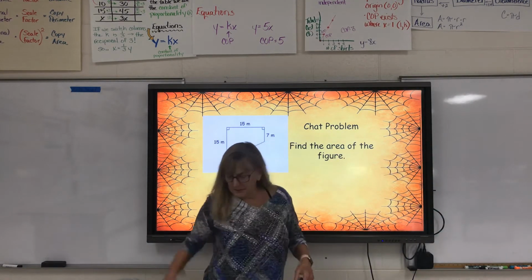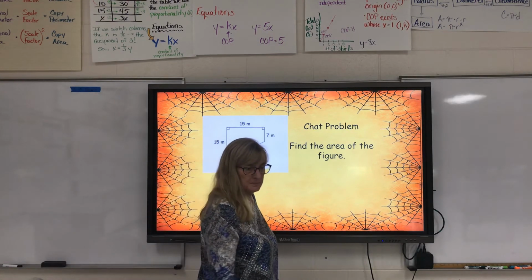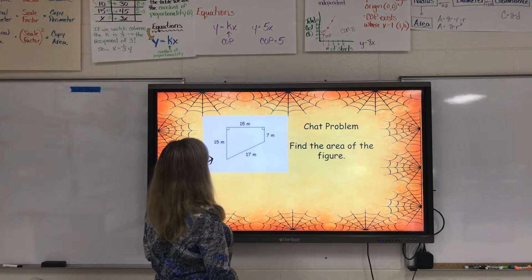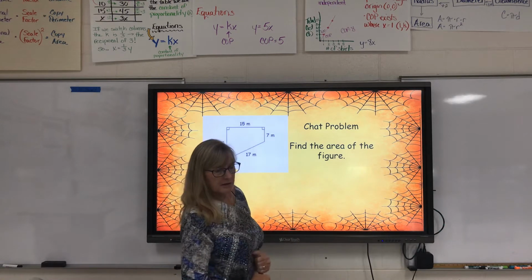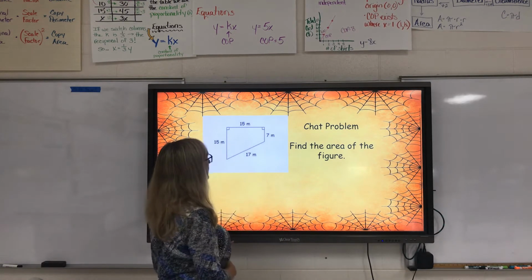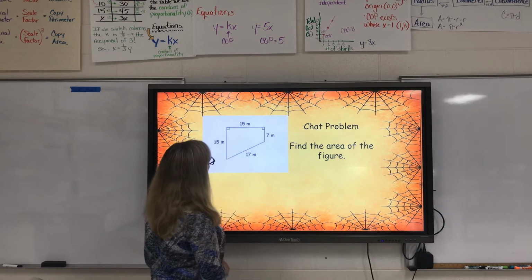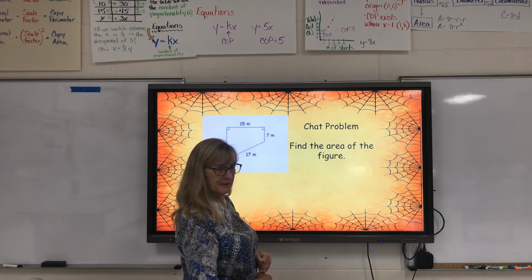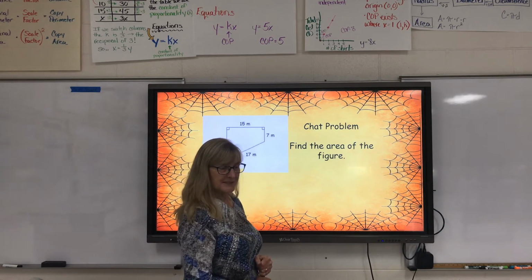Alright, so what shape is this? A parallelogram has two pairs of parallel lines. Do we have two pairs of parallel lines? No, we only have one pair. Okay, so it's not a parallelogram. Quadrilateral. It is a quadrilateral. What kind of quadrilateral is it?